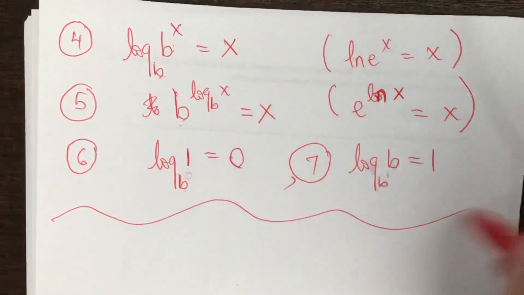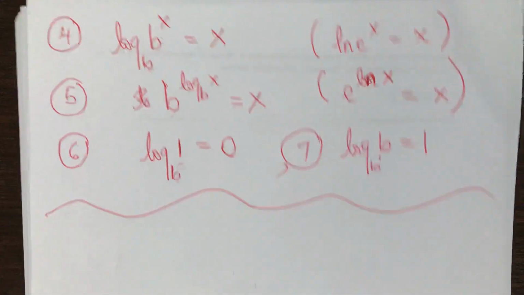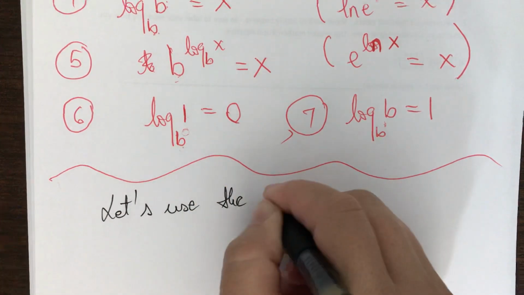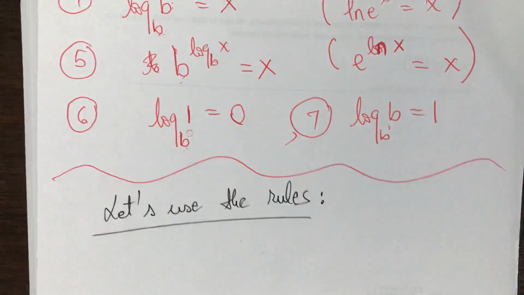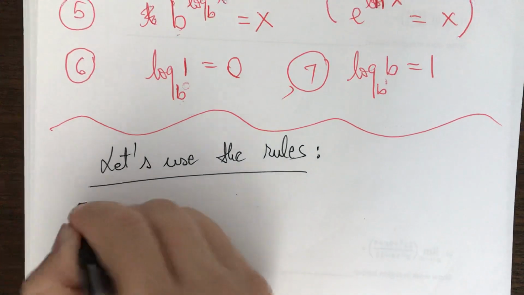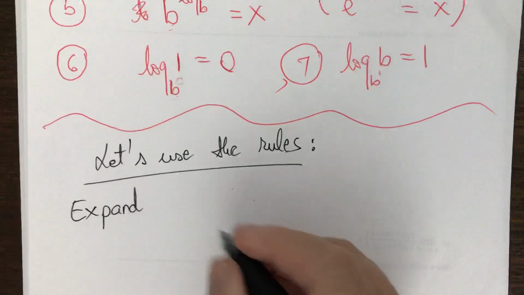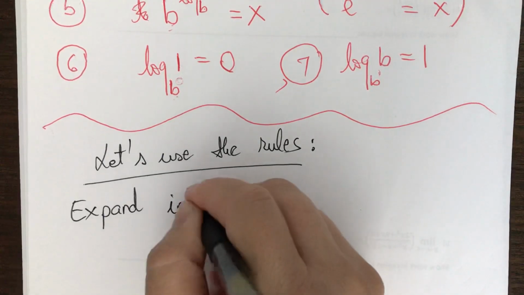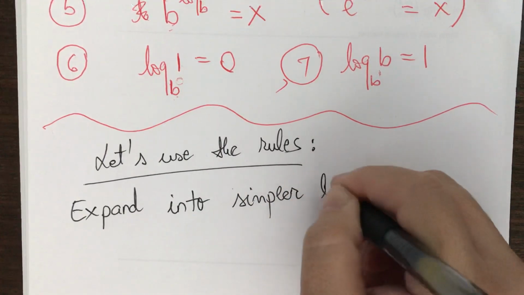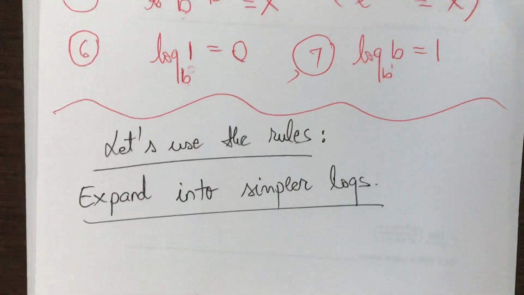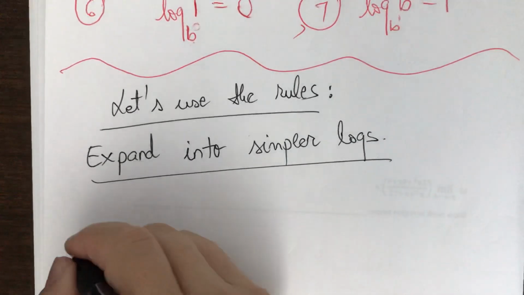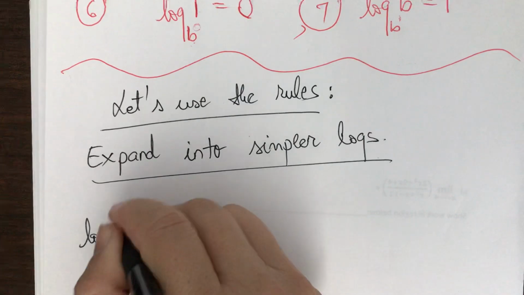So let's use these rules. And the first application is that we're going to expand and write as a single log. So both are very helpful. So sometimes we might want to take a complicated log and expand it into simpler logs. And by the way, that's how your calculators work, right? You give them a complicated log to evaluate, it breaks it up into logs it knows how to evaluate. So here it is. We're going to use our rules to expand into simpler logs.